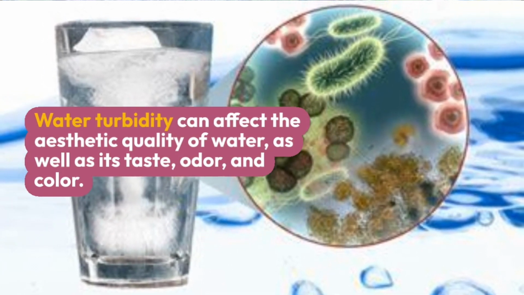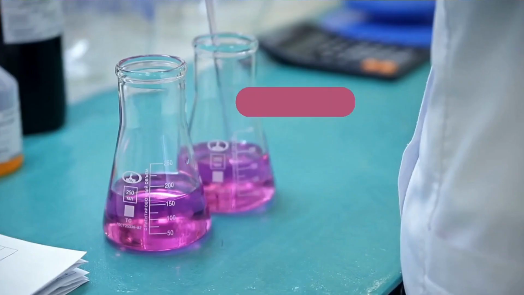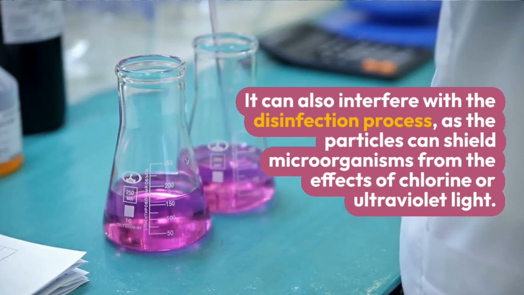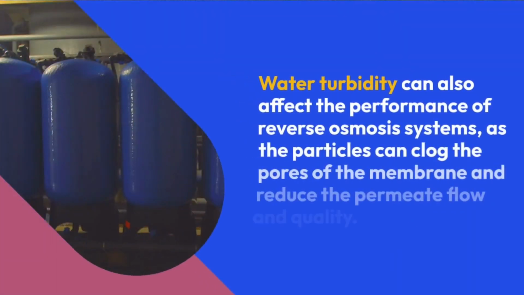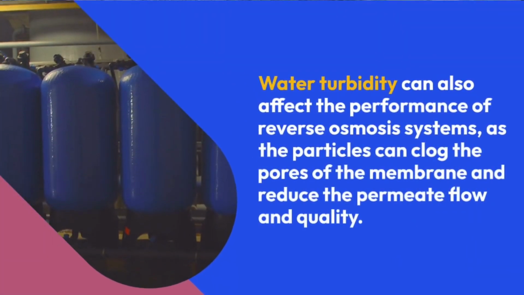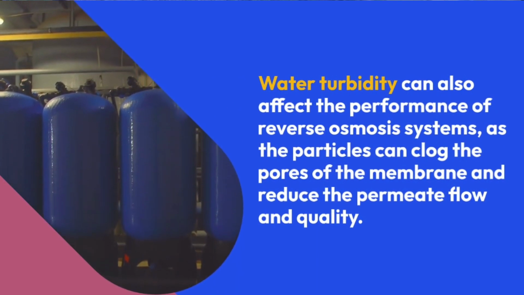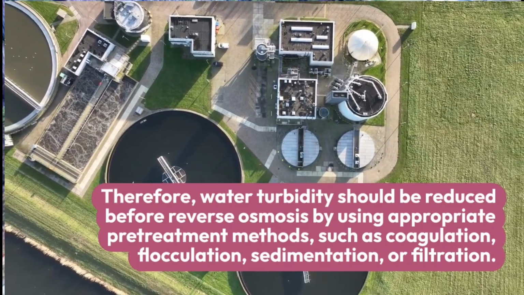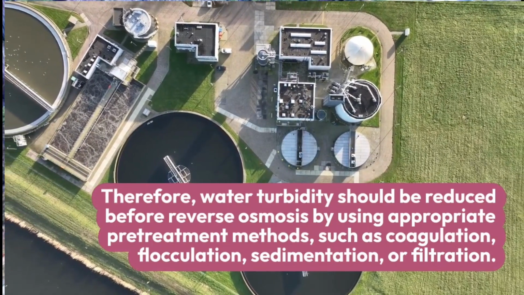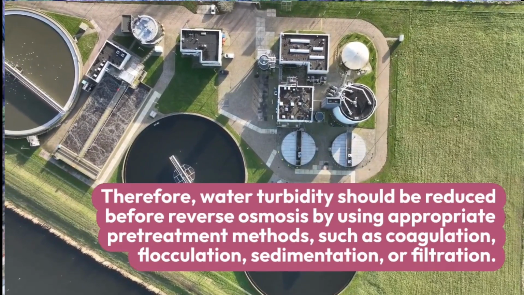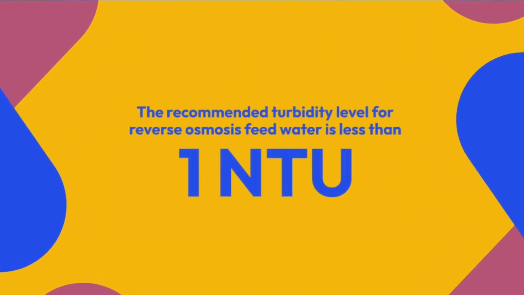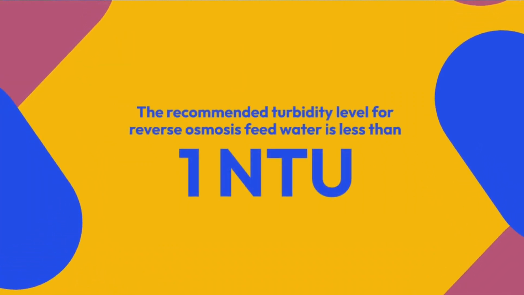It can also interfere with the disinfection process, as the particles can shield microorganisms from the effects of chlorine or ultraviolet light. Water turbidity can also affect the performance of reverse osmosis systems, as the particles can clog the pores of the membrane and reduce the permeate flow and quality. Therefore, water turbidity should be reduced before reverse osmosis by using appropriate pretreatment methods, such as coagulation, flocculation, sedimentation, or filtration. The recommended turbidity level for reverse osmosis feed water is less than 1 NTU.